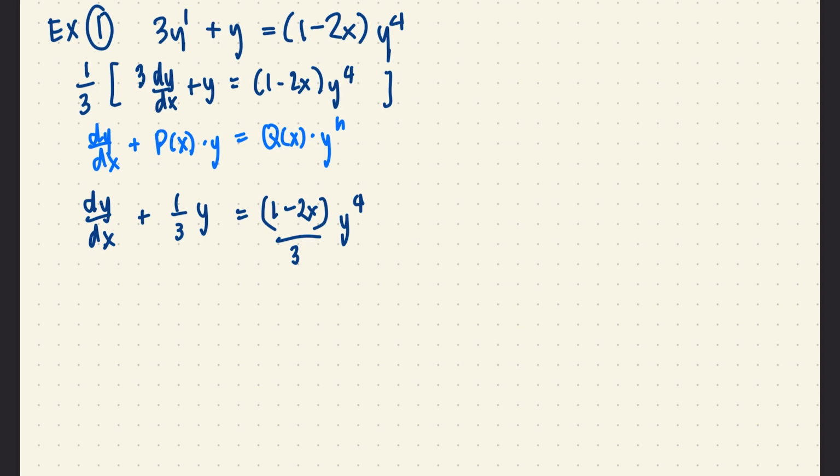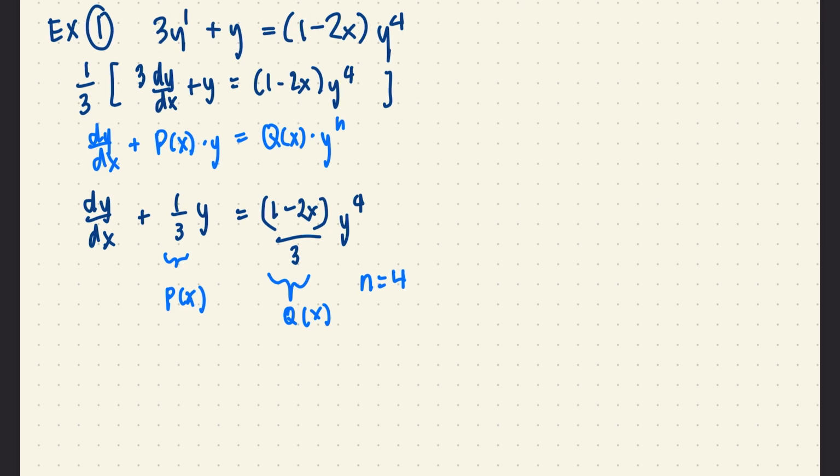Once you have this form, you will see that you have 1/3 as your p of x, which is multiplied to y. And then you have your q of x multiplied to y raised to 4. So, your n is equal to 4. So, you can say it's Bernoulli in y where n is equal to 4.